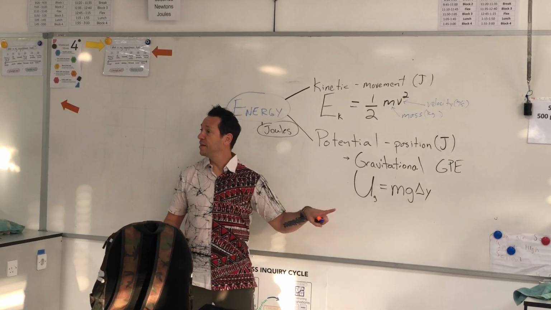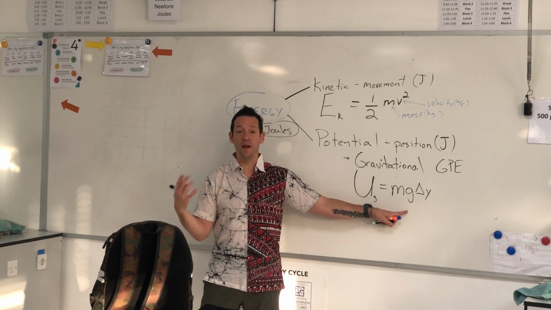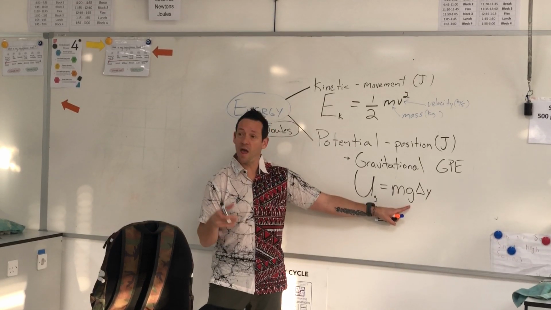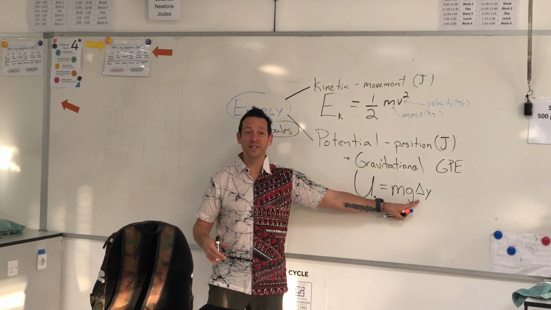And m, any guesses? Mass. Mass. g, gravity. And we're going to use 10 if we're doing equations. If we're doing any types of labs, we're going to use 9.8. So today, if we do any calculations, you're going to use 10 meters per second squared. And my change in y, what is that?